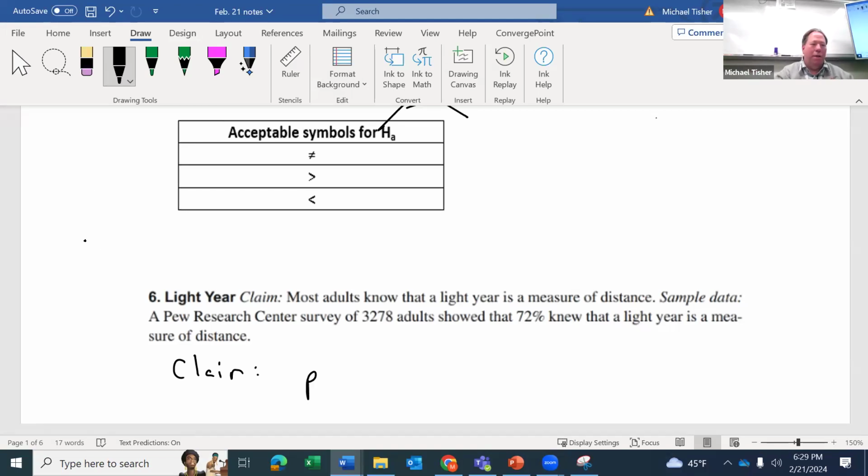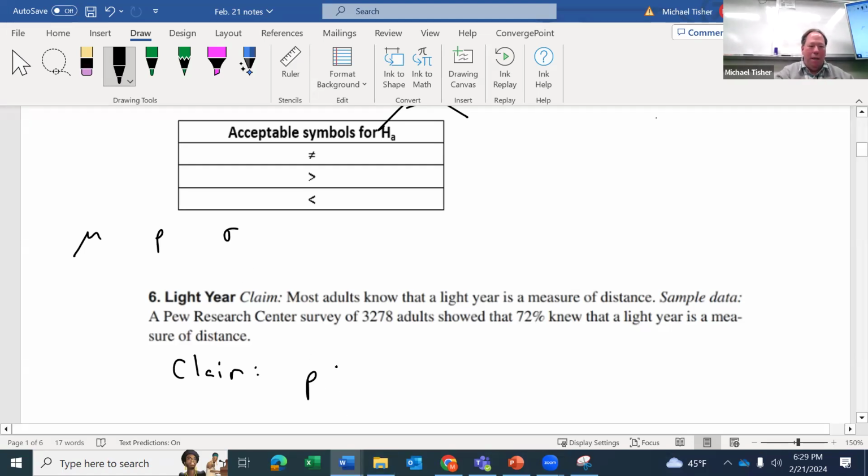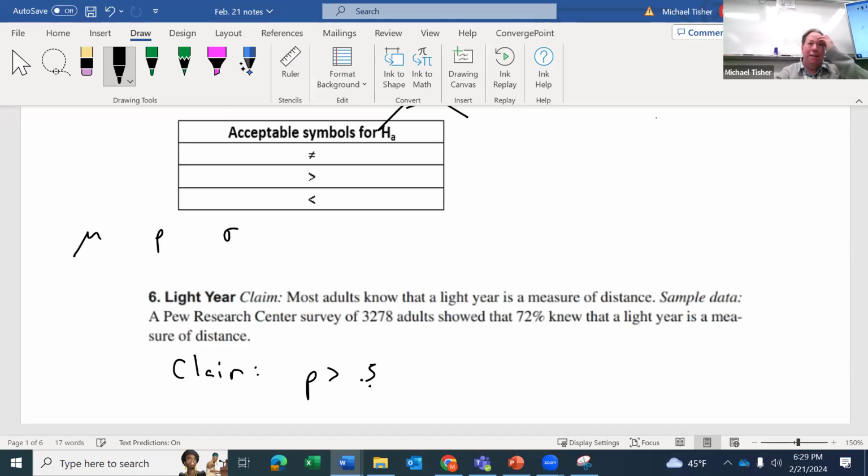Okay. So just to clarify, either you have a mu, which is mean, or you have a percentage, which is P, or you can also have a standard deviation, which is what Greek letter? Do you remember? Lowercase sigma, yes. So in your hypothesis testing, you're either going to have one of those three symbols. But this one's going to be P, right? Most is more than 50%, right? So P will be greater than 50% or 0.5. So that's my claim.